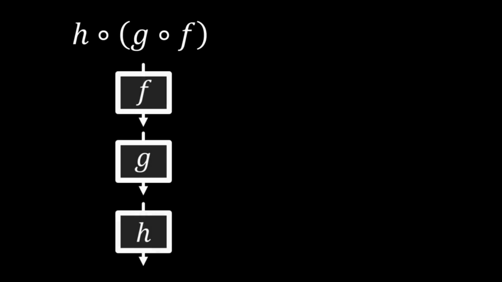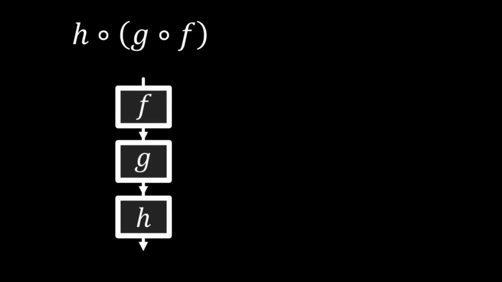To illustrate, let's construct this function, where f, g, and h are arbitrary functions. The expression tells us to first link g and f together, then link h to the result. We have ended up with an assembly line connecting f to g to h.